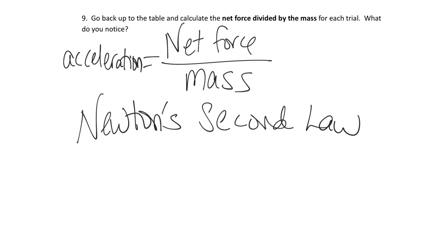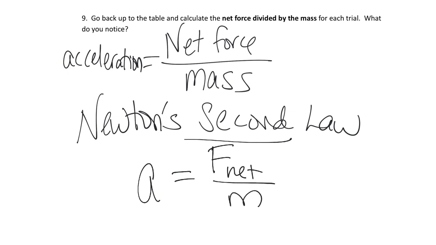I want to write that equation in variables. So I'm saying, like, what's the variable for acceleration? A equals F net over M. Yay! Okay, this is Newton's second law, my dears. That's going to be an equation that you're going to use pretty often. All right?